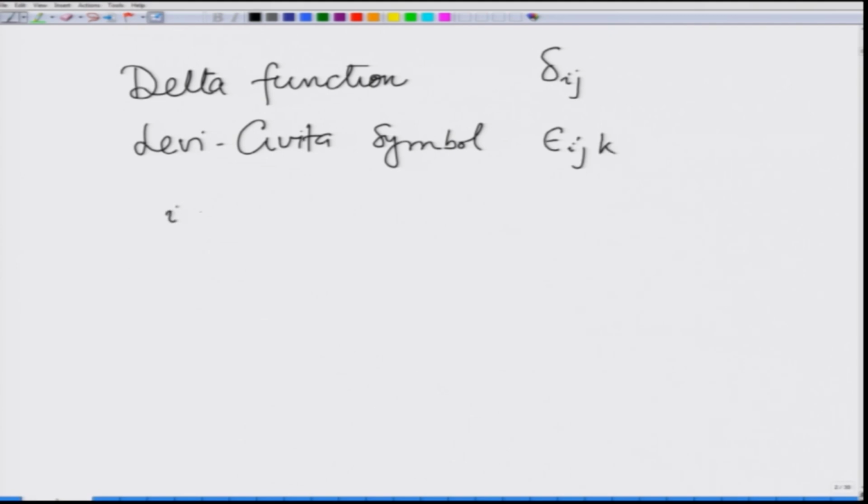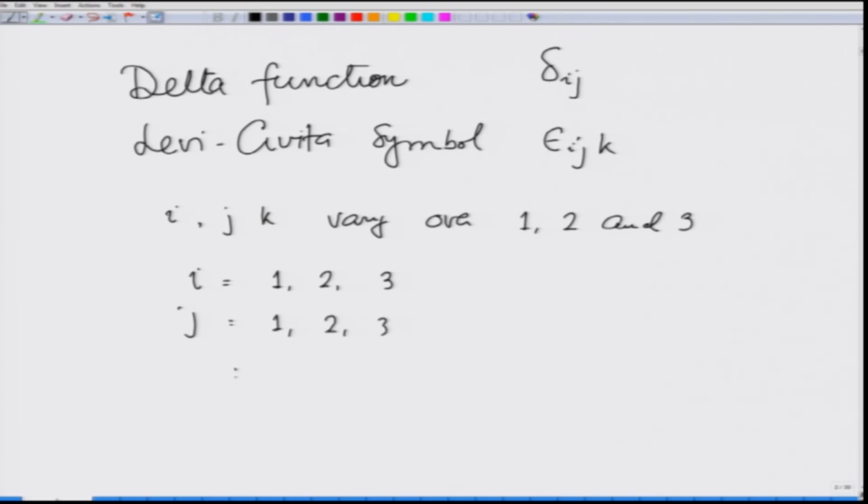where i, j or k vary over 1, 2 and 3. That means i could take values 1, 2 or 3, j could take values 1, 2 and 3 and so on. So, any subscript that I use here can take values 1, 2 and 3, and we are going to use 1 for x coordinate, 2 for y coordinate and 3 for z coordinate.